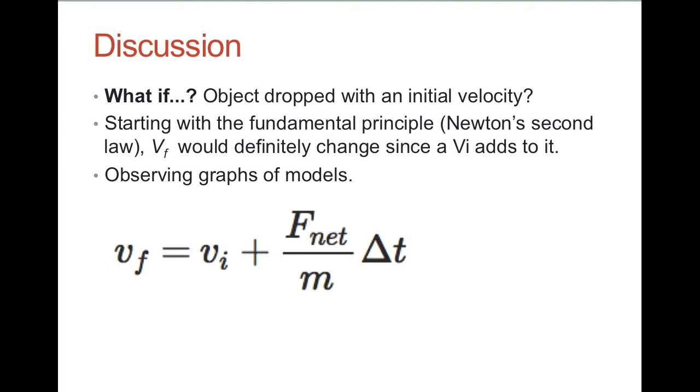The second discussion question addresses what would have happened if the object had an initial velocity. Only by observing Newton's second law we can see how having an initial velocity greatly affects the final velocity, giving it a greater magnitude. By observing the models and the graphs, one can also conclude that such would affect the drag force, since it is proportional to the square of the speed.